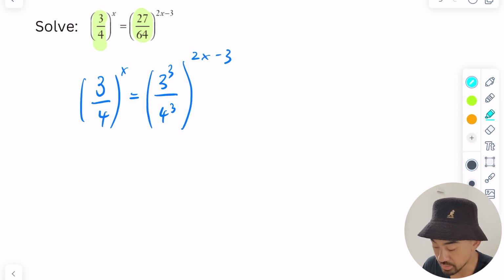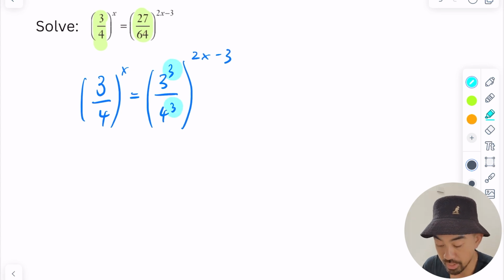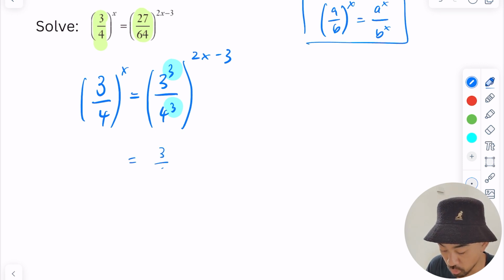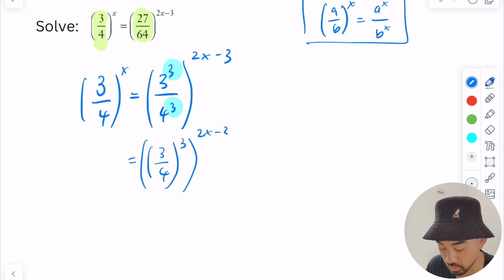Okay, so next step is I can see this cube. Now I can take that out with my index laws. So if you think back to your index laws, a over b to the power of x is the same as a to the power of x over b to the power of x. So I'm using this index law. So 3 over 4 all cubed is equal to 2x minus 3. I'll just fill out this bit too.